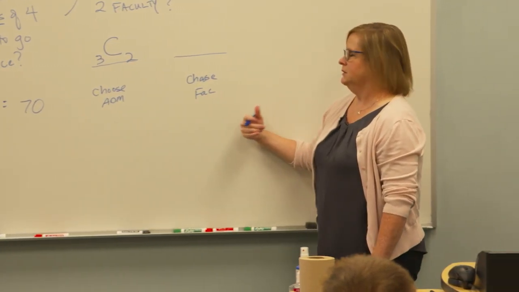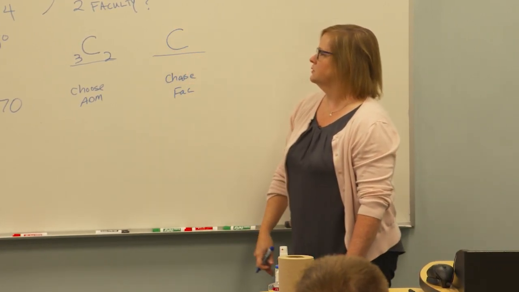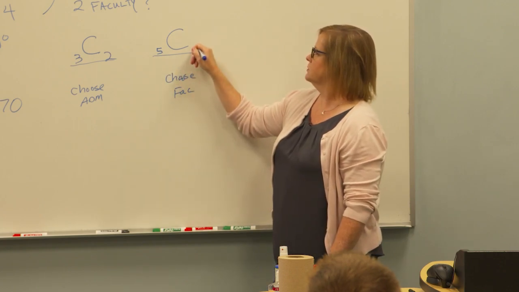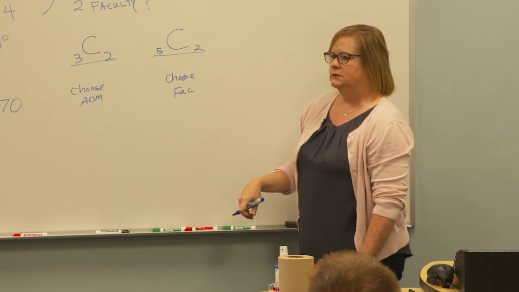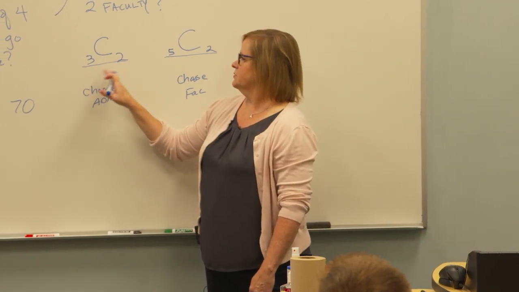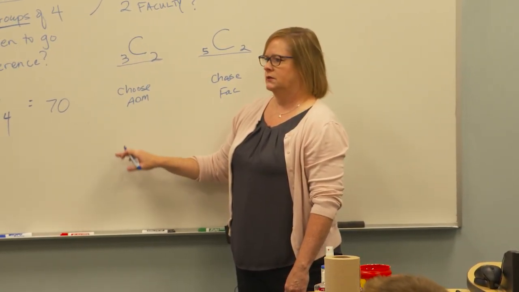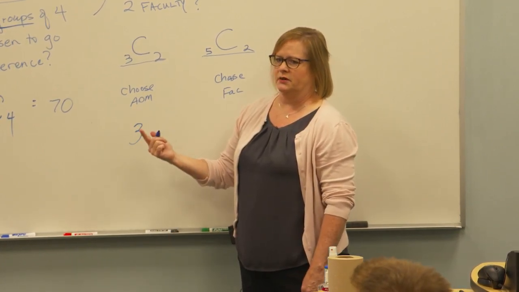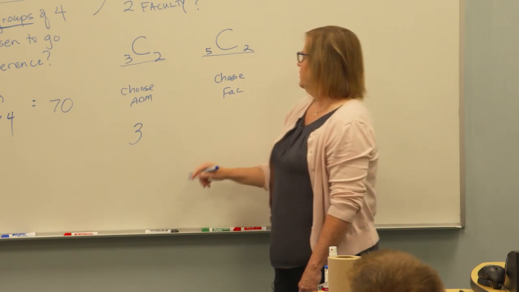Then choose the faculty. So go in and just look at the faculty. There's 5 of them. Choose 2 more. Okay. Let's go ahead and figure those out. What'd you get for combination 3, choose 2? 3, yeah. Because each time you leave 1 person out. So 3 there. How many here?